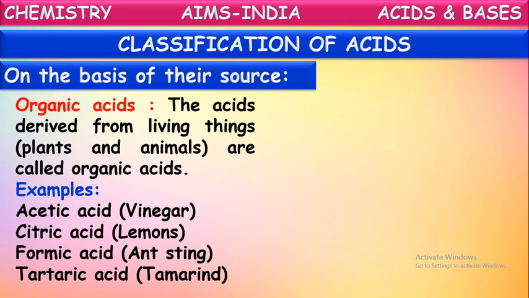So it also has a natural source. Even tartaric acid is present in tamarind and grapes, and lactic acid is present in milk, sour milk and curd. All these acids are derived from natural sources like living things, animals and plants. So these acids are called organic acids or natural acids, because their sources are natural substances.